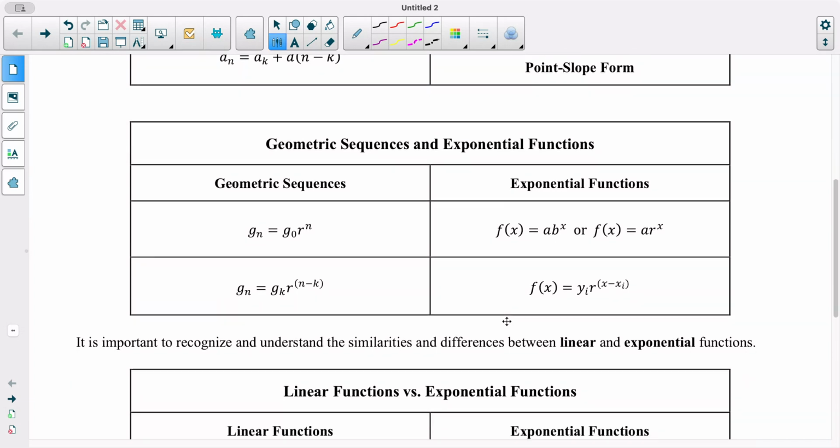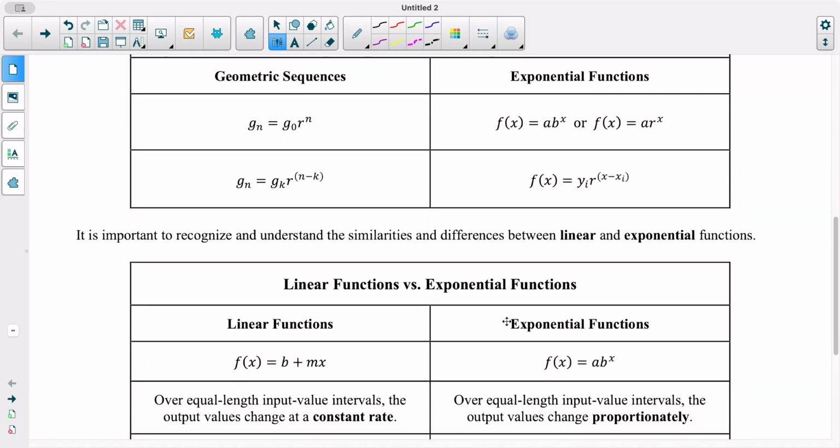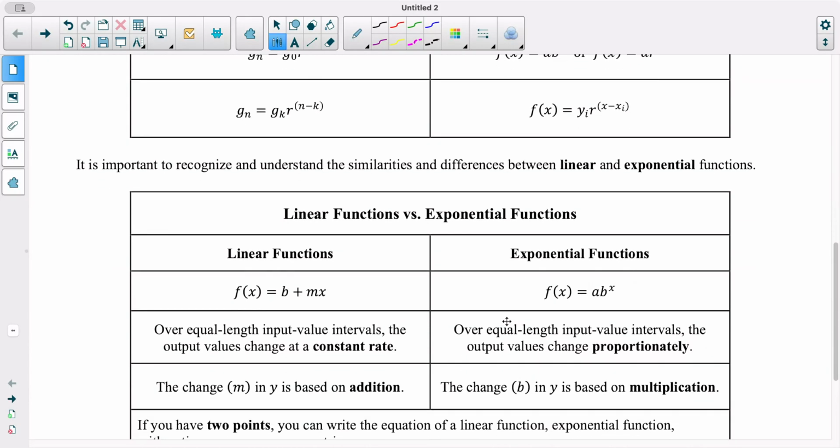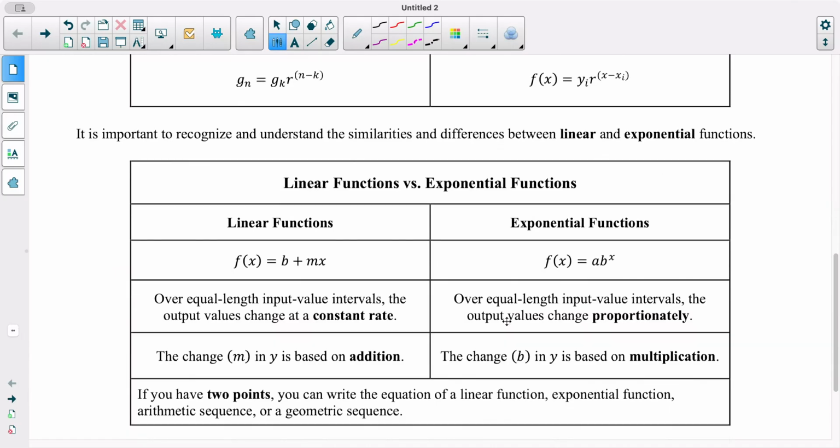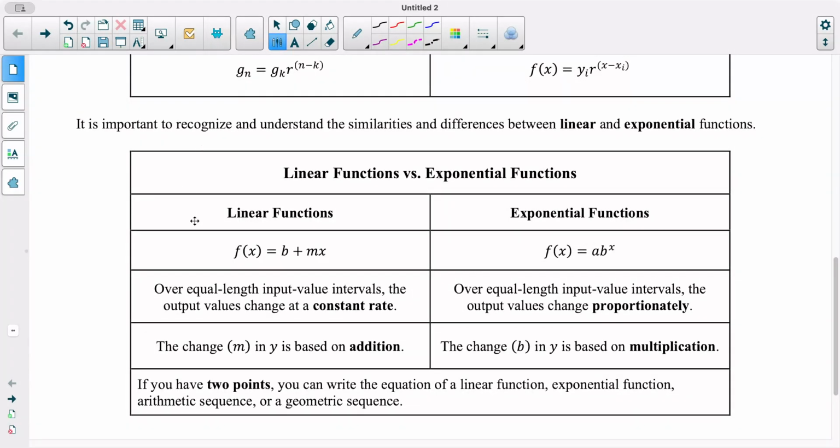Okay, so again, we need to keep straining and just make sure you keep this in your brain, okay? And we've said it more times than I even want to count. Over equal length input value intervals. That is an entire phrase that you need to memorize, right? When you have a linear function or an arithmetic sequence, the output values change at a constant rate. Okay, for exponentials or geometric over equal length input value intervals, the output values change proportionately, meaning that you are multiplying, whether it's by a fraction or a whole number, you are multiplying by something.